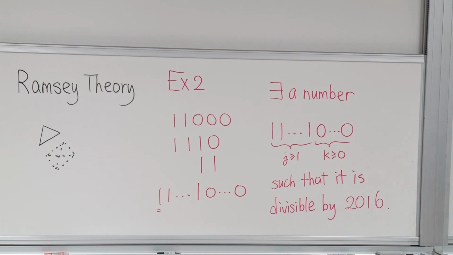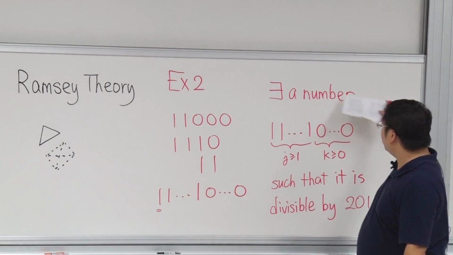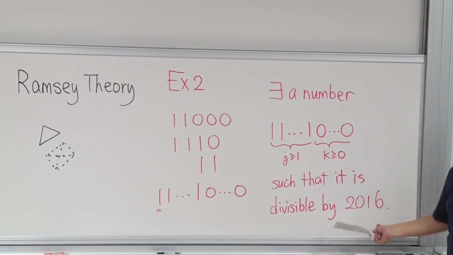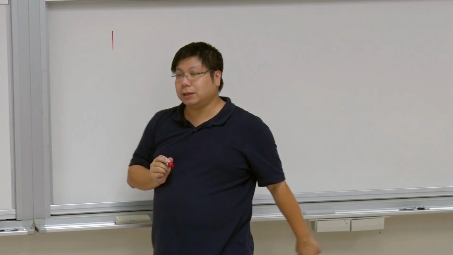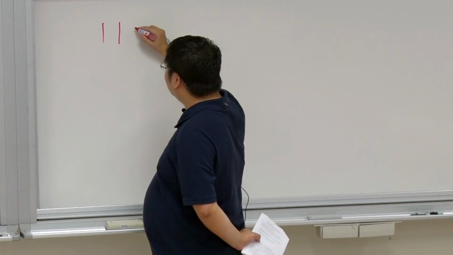So for instance, if I change it to 4, so there exists a number of this form such that it is divisible by 4, then you can think of the number like 100. 100 is divisible by 4. If you want to change it to 7, then what will happen? Let's try 1. 1 is not divisible by 7. Let's try 11. No? 111.